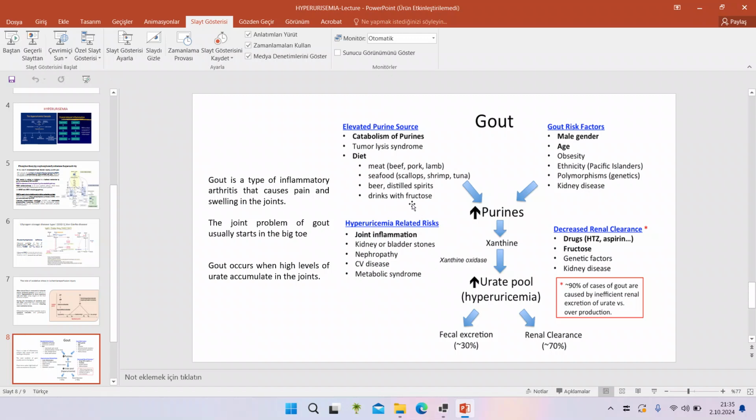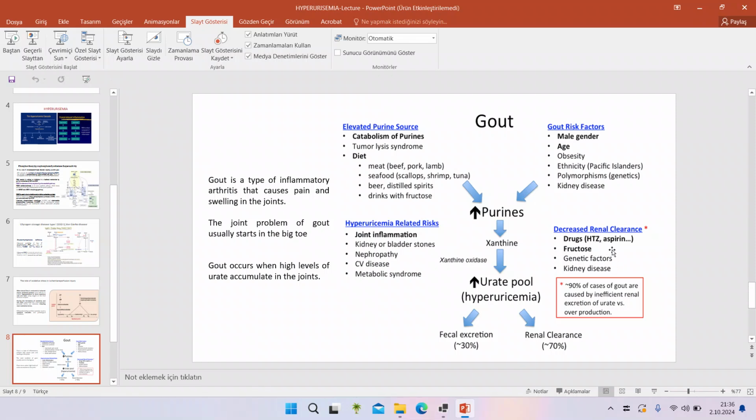And during gout disease, increased uric acid concentration in hyperuricemia raises risks such as joint inflammation, kidney or bladder stones, nephropathy, cardiovascular disease, and metabolic syndrome. And also some drugs or factors decrease renal clearance of uric acid. 90% of cases of gout are caused by inefficient renal excretion. That is a very important reason for gout disease.